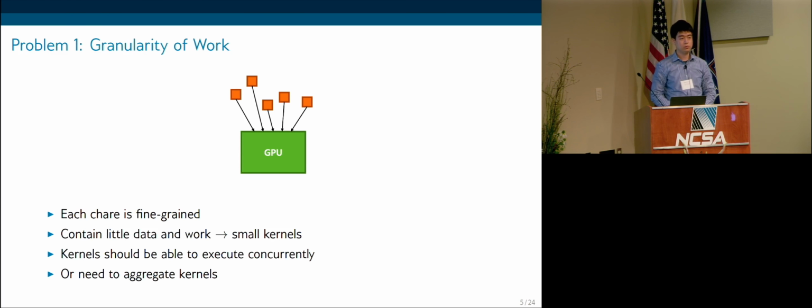The first problem is the granularity of work. In Changa++ each char, or object, is fine-grained, containing very little data and work. That means when we offload these chars to the GPU, they will eventually turn out to be small kernels. An important aspect here is that these small kernels should be able to execute concurrently on the GPU to utilize the entire GPU. Otherwise, we need to aggregate these small kernels so that we can utilize the GPU.